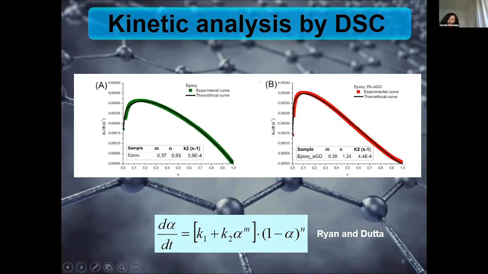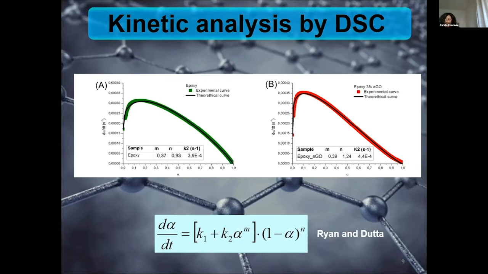And so, in the comparison between the autocatalytic model predictions, the black curve, and the experimental data, which for the epoxy resin are represented by a green color and in the presence of 3% by weight of EGO by a red curve, you can see that the comparison between the autocatalytic model prediction and the experimental data of the epoxy resin, and also of the epoxy resin filled with the EGO, shows a good agreement between the experimental data and the theoretical model.